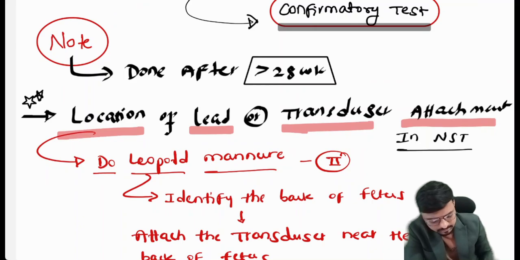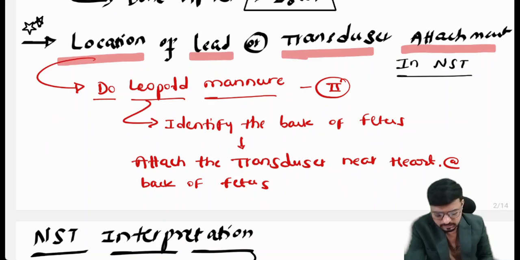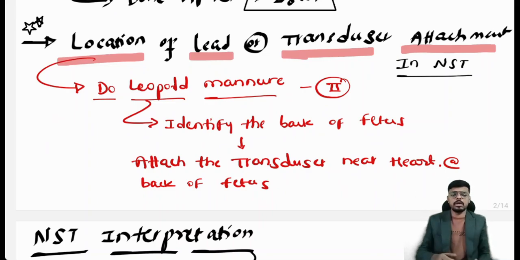For the location of the lead or transducer attachment, before applying the transducer we have to do the Leopold maneuver. In the Leopold maneuvers we study four important maneuvers. Your OBG teacher has already discussed that in detail in the OBG lectures in the app, so you can watch that. I will just tell you briefly which maneuver we have to do before attachment of the NST transducer: the second Leopold maneuver, the lateral maneuver.